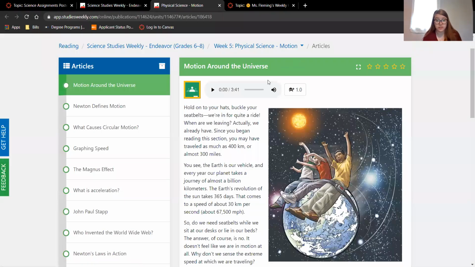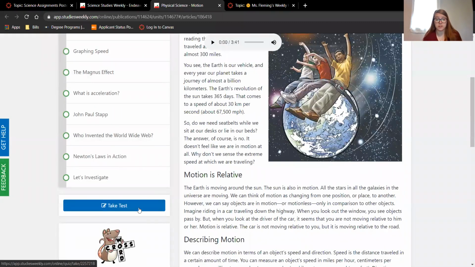So I think yours looks like this. You start off at Motion Around the Universe. I'm not going to read those to you because it reads it to you for you. So I'm going to just zoom on to the Take the Test.